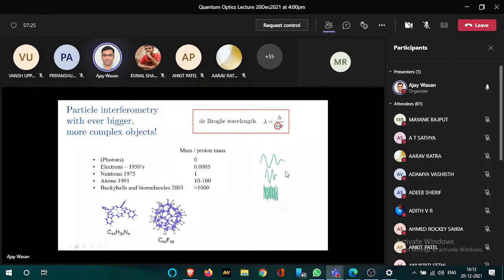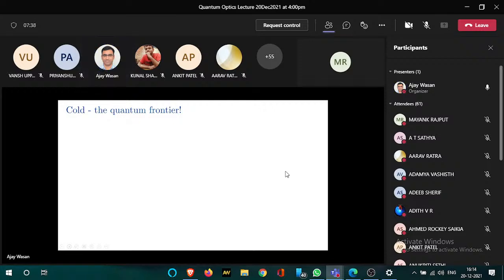The same thing I am trying to show here. It's not to scale, these cartoon pictures are just graphical. As mass is increasing, wavelength is reducing. And then we have to make the atom cold. That is what I'm saying here, quantum frontiers. So how do we make the atom cold, and what is the meaning of an atom being cold or not? Simple thing: as an atom becomes cold, it means its velocity becomes less.